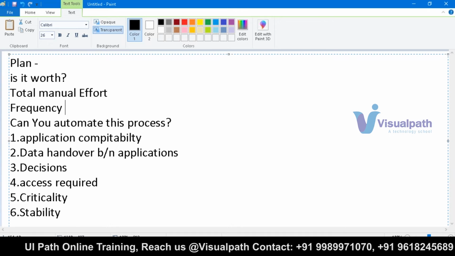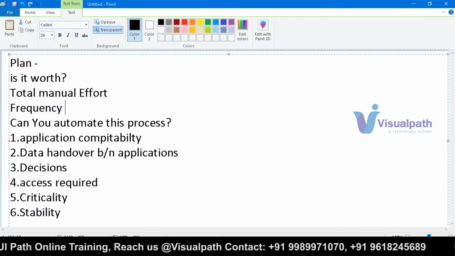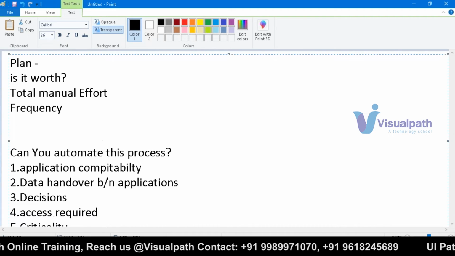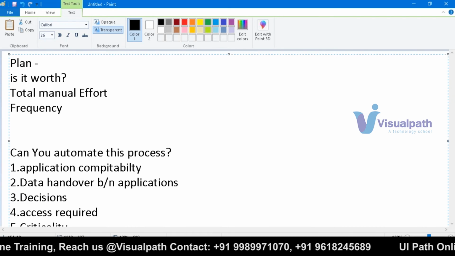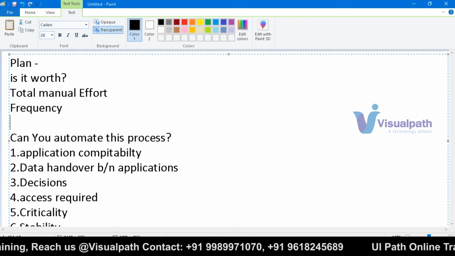What is the difference if a human is doing it or a bot is doing it? Because running only once a year doesn't mean you're saving much by automating it. Clear? The frequency and the total manual effort are the factors that define whether you need to automate that or not. So any questions so far in the planning phase?